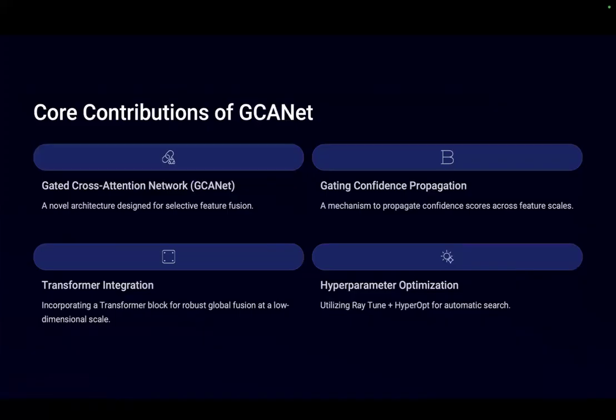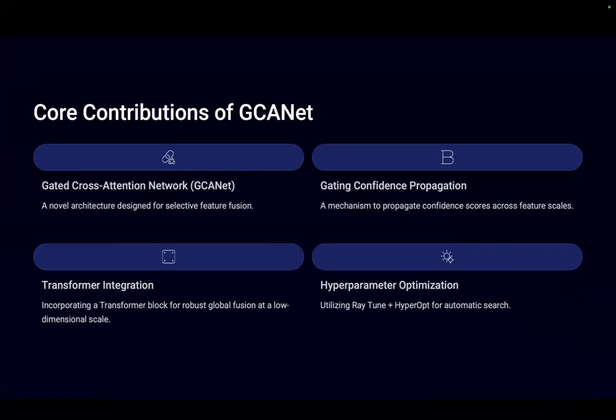So the first contribution the paper provides is the gating confidence propagation. They use the gating phenomenon in which they take the important features, like we have two inputs, RGB and the dense maps. So it provides a kind of gating, and gating means a control for the propagation of this data.